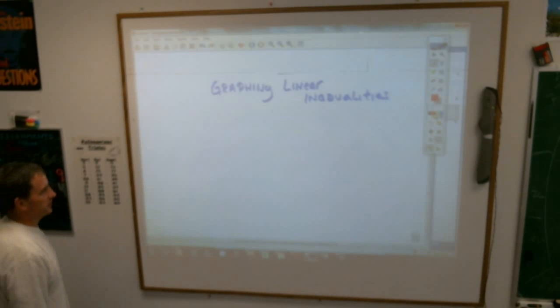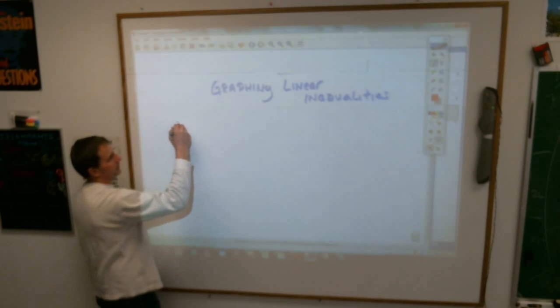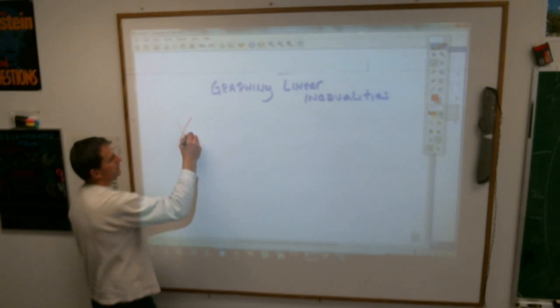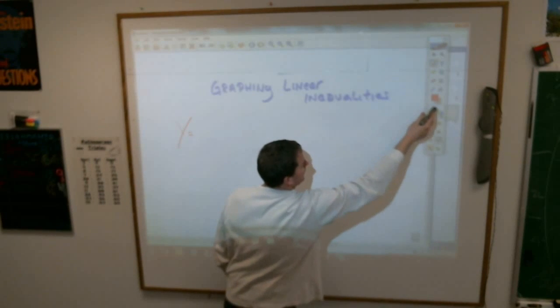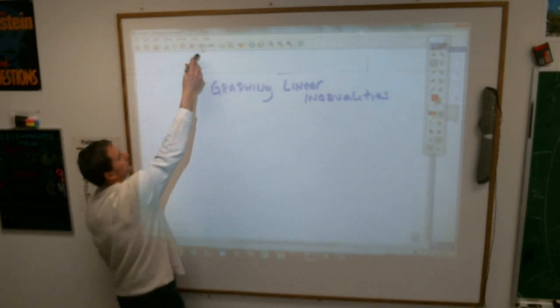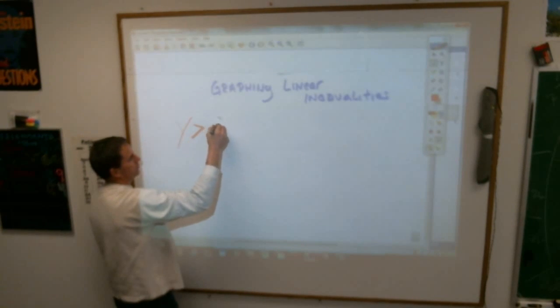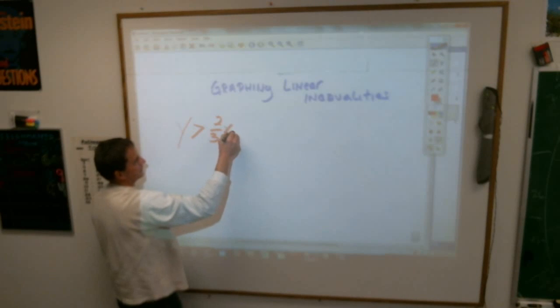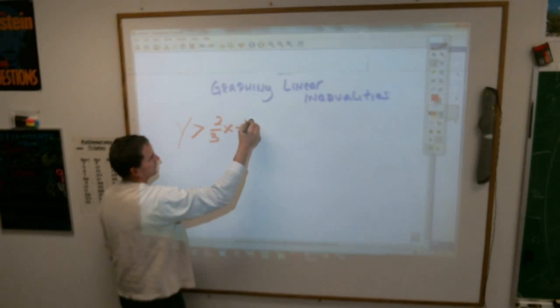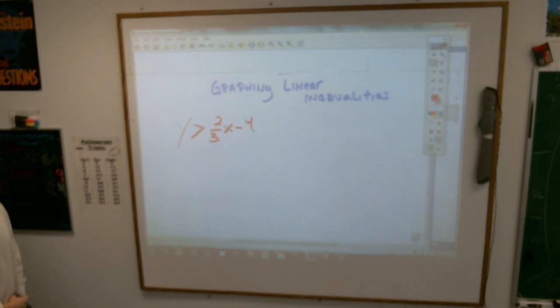What you're going to be doing is graphing things that look like this. By the way, this is some of my fun stuff I really like. Y equals, no, I'm sorry, not equals, because we're talking about linear inequalities. Y is greater than 2/3 x minus 4. Y is greater than that.